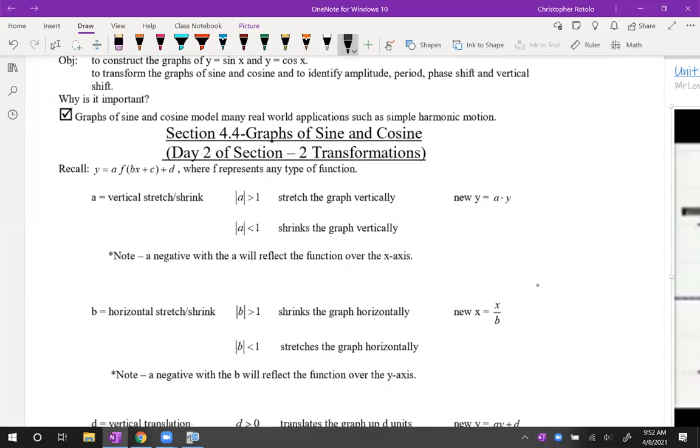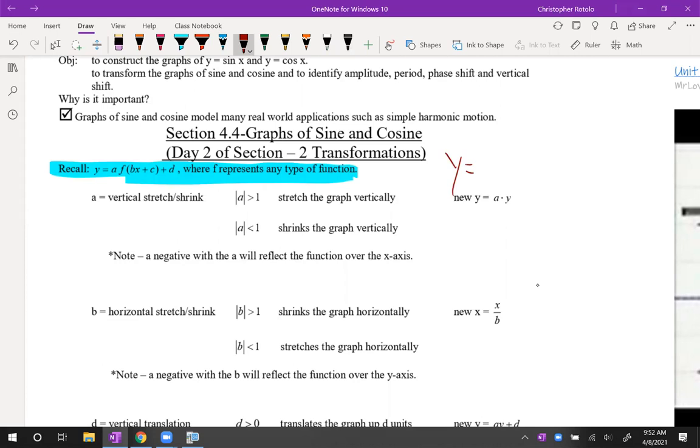Hey there, Pre-Calc. We are working with sine and cosine functions now, so we have to know what in the world they look like. But before we even start to do that, I just want to point out one part here. We've dealt with a lot of different parent functions, so absolute value, quadratic, any of those would do.